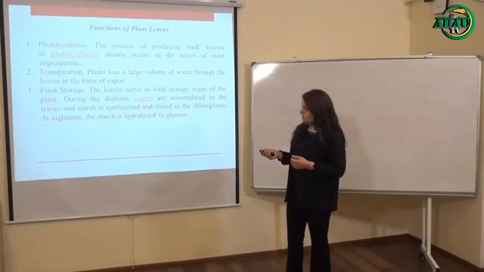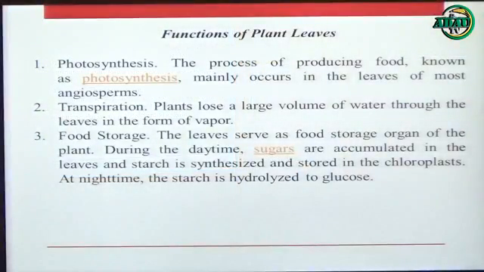The third function of the leaves is food storage. The leaves serve as a food storage organ of the plant. During the daytime, sugars accumulate in the green leaves of the plant, and starch is synthesized and stored in chloroplasts. At nighttime, the starch is hydrolyzed to glucose. The primary product of photosynthesis, which occurs in green leaves, is glucose, and glucose is converted into starch and stored in underground organs and other parts of the plant.